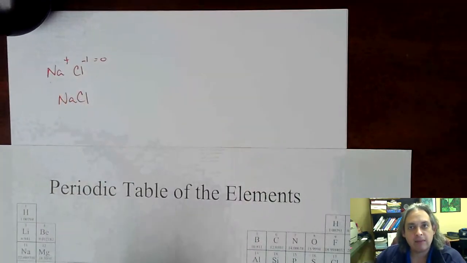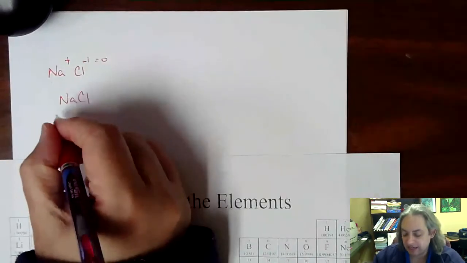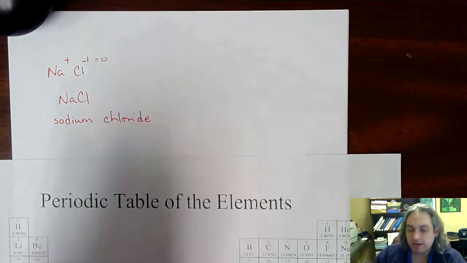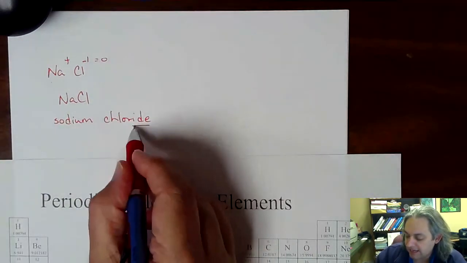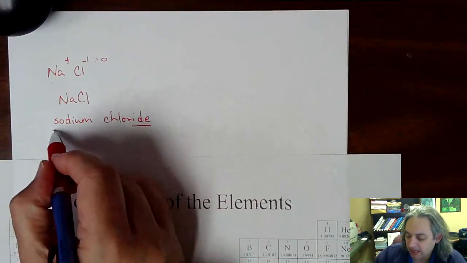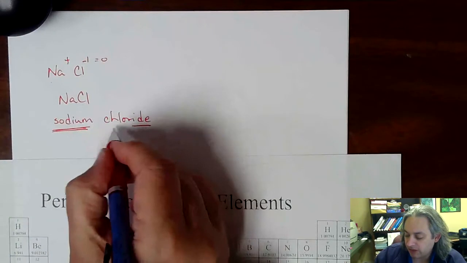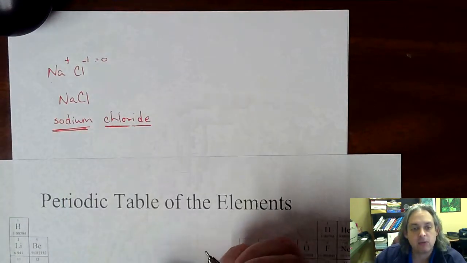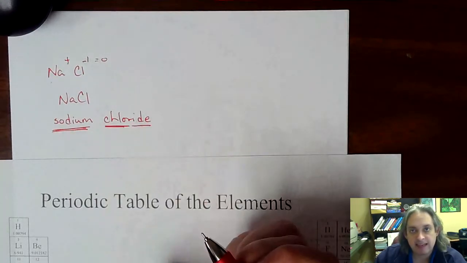And the way we name ionic compounds is simply by stating the name of each of the ions. So in this case, it would be sodium chloride. Now, all binary compounds always end in -ide. So we give the name of the cation of the metal, and then for the nonmetal, we use the root name. In this case, it's chlor, for chlorine. And we always end it in -ide.